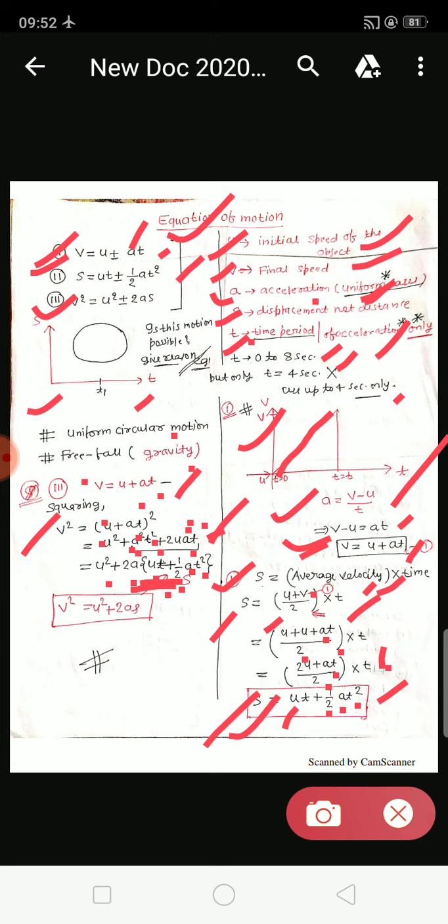What you need to do is replace this ut plus half a t square by s, and you will get v square equals u square plus 2as. So this is the third equation of motion. So numerically I have solved these three equations of motion. Watch this video 2 to 3 times. Try to solve by your side also, so that you will get a complete derivation.